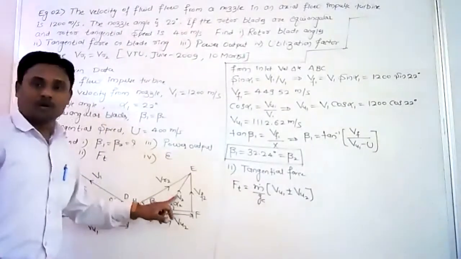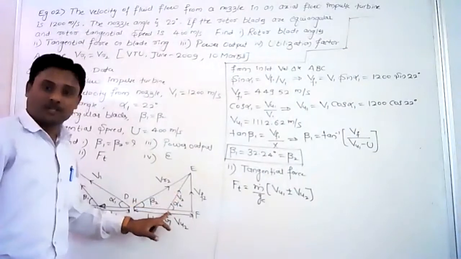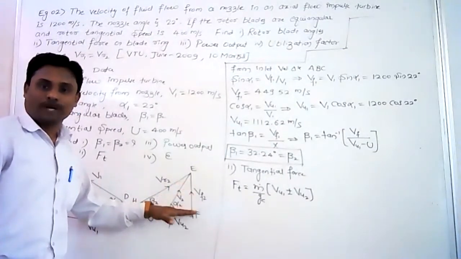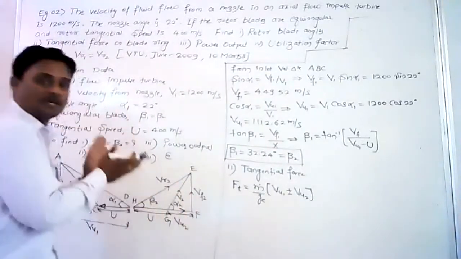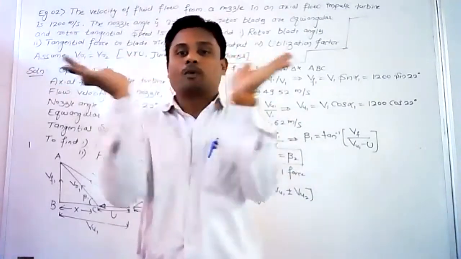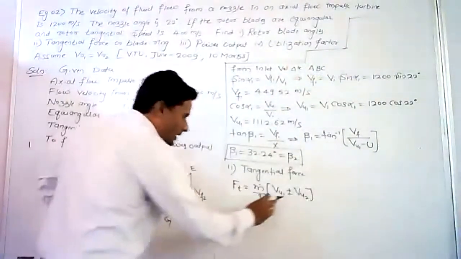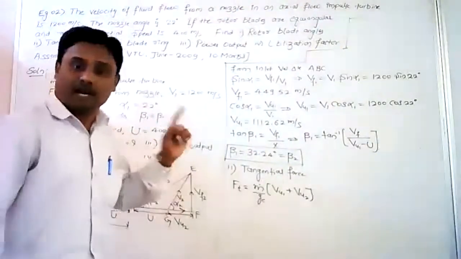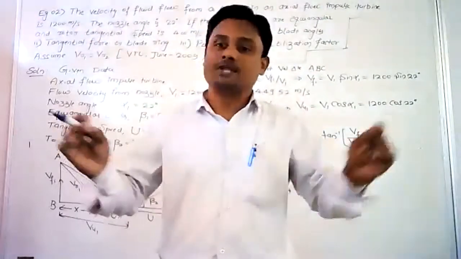Similarly, if we consider the outlet velocity triangle, the origin for V2 is point G, and its horizontal component is VU2 towards right. That means VU1 and VU2 are opposite to each other. So that's why we have to take the positive sign. The positive sign indicates that the directions of VU1 and VU2 are opposite to each other.